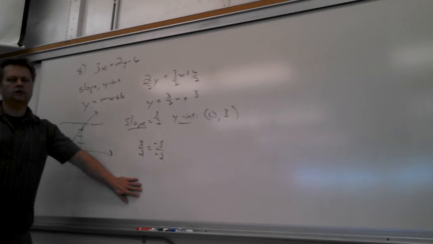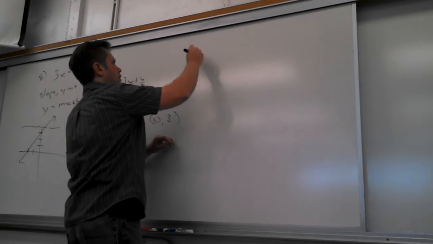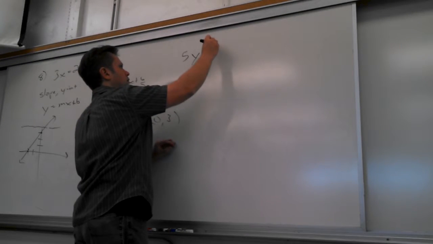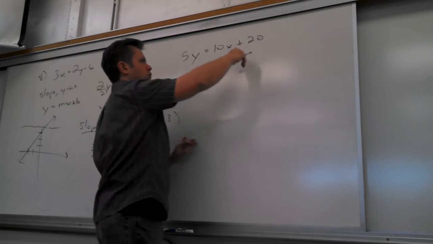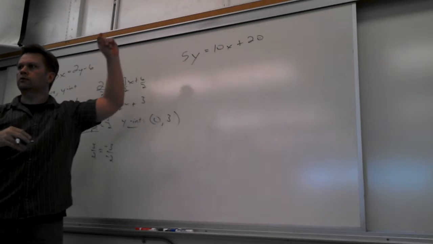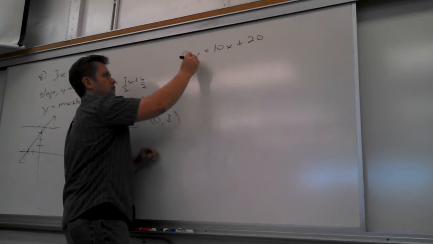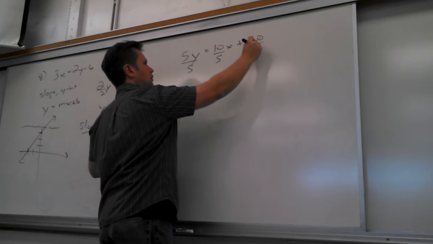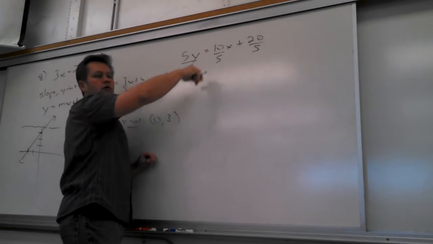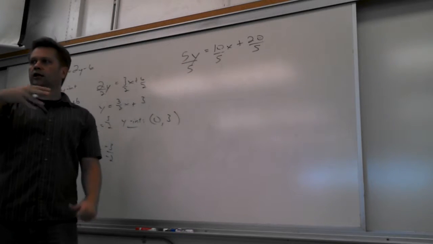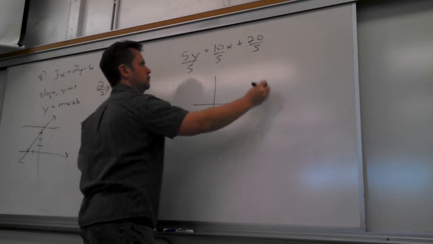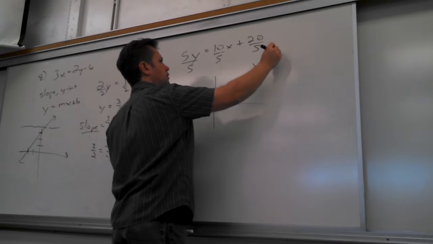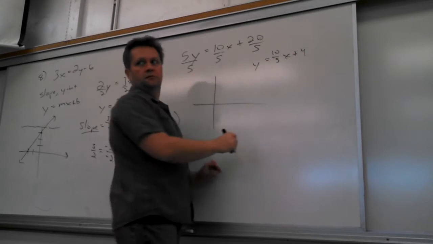So let me ask you this. Let's say I had this here. Just go with me for a second. How would you go one more step, get Y by itself? What would you do? You need to divide by 5, right? And what would you do here? It'd be 2x. Well, wait. Originally it was 10 over 5, right? So this would be Y equals 10 over 5x plus 4.